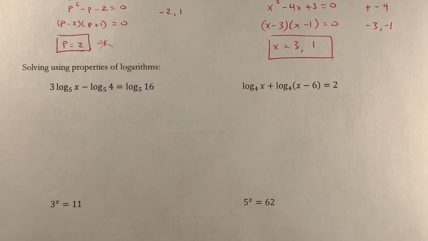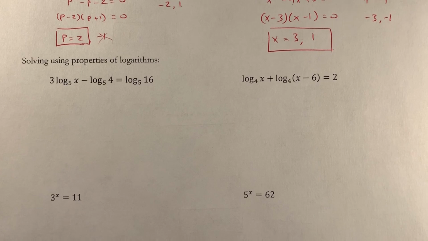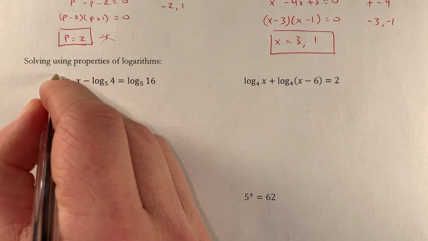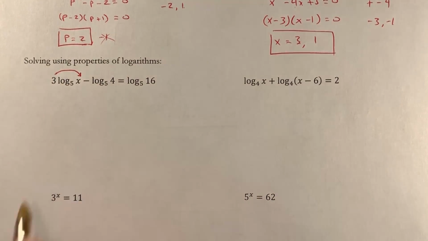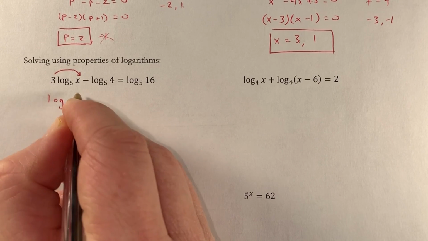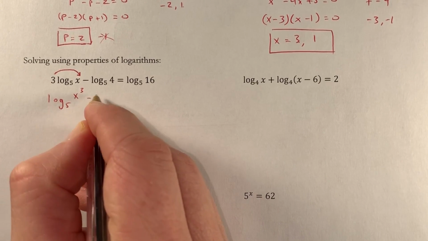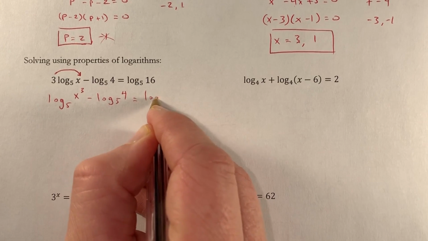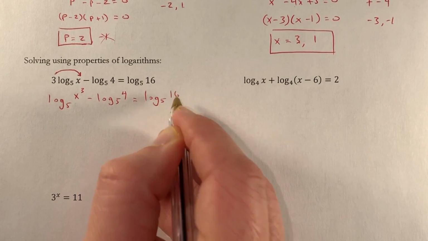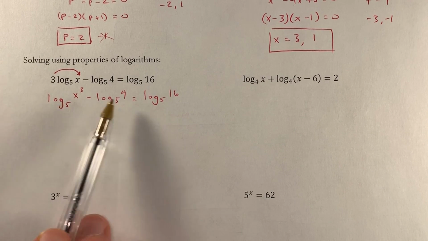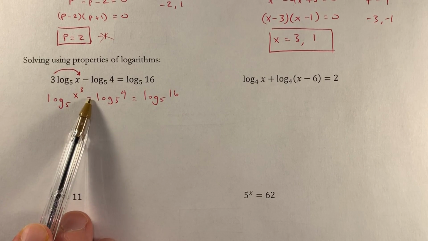Okay, next up, solve using some more properties of logarithms. So now I've got some condensing to do. First, I've got a coefficient here. This coefficient can be rewritten as an exponent. So I've got log base 5 of x cubed minus log base 5 of 4 equals log base 5 of 16. Now I've got two logs at the same base, and they are subtracted.